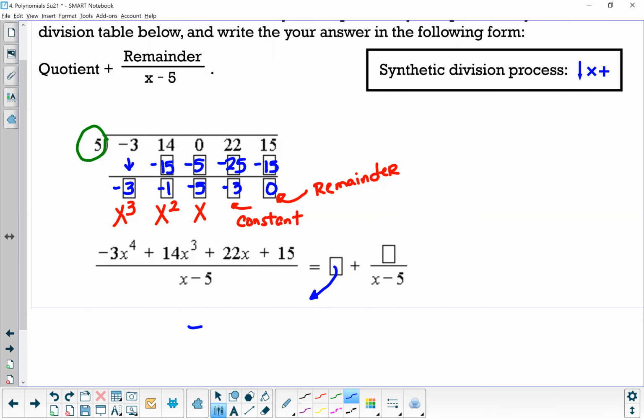So our quotient is -3x cubed minus 1x squared minus 5x minus 3. And then our remainder is 0.